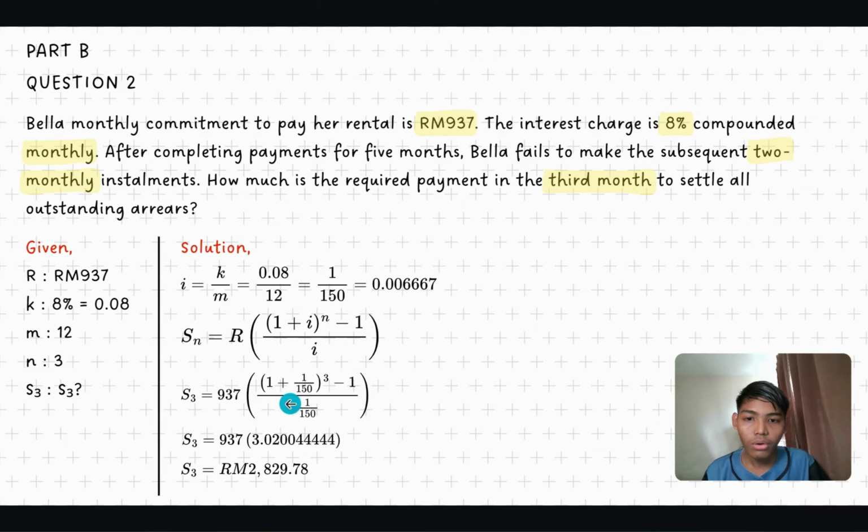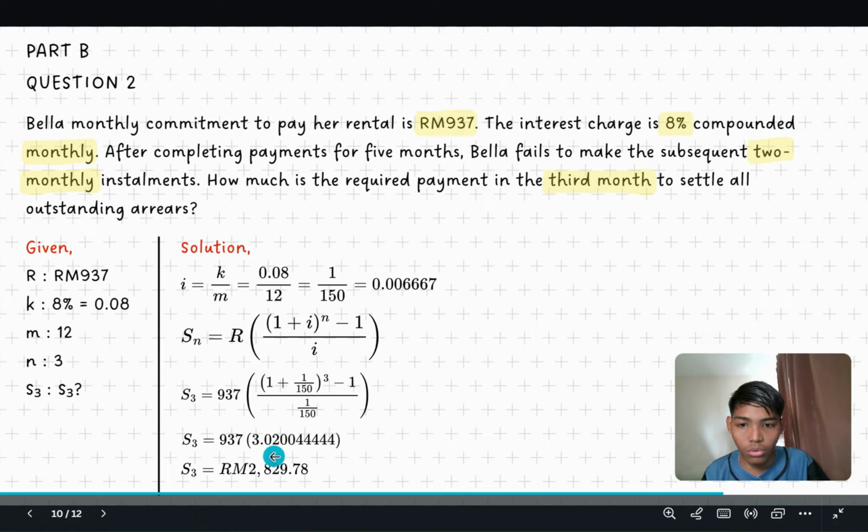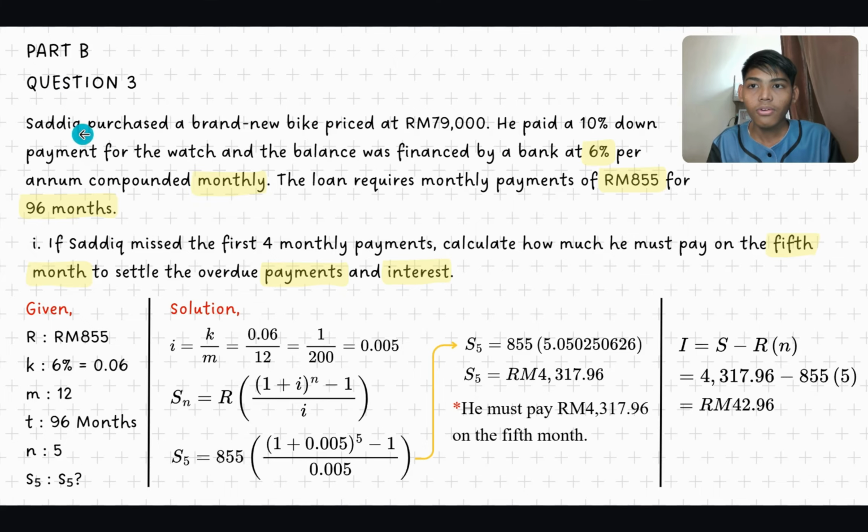So put all the amounts in the formula. To calculate this, we need to calculate the bracket first. So we will get 3.0200444444. Then multiply it by 937. So the final answer we will get is 2829.78. So let's move on to question 3.